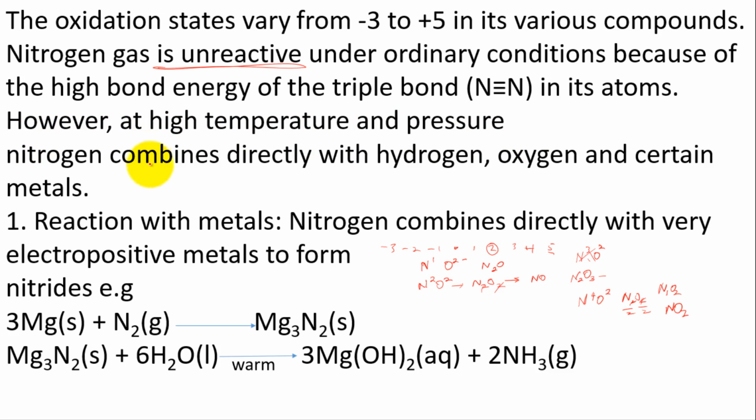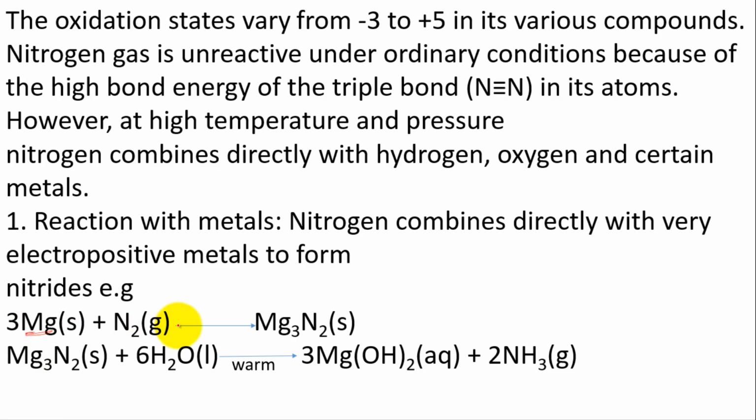However, at high temperature and pressure, nitrogen combines directly with hydrogen, oxygen, and certain metals. So basically, reaction with metals: nitrogen combines directly with very electropositive metals to form nitride. We talk about this electropositive metal, magnesium, with nitrogen to form magnesium nitride. We have Mg2+, then N3-. Automatically you have Mg3N2.